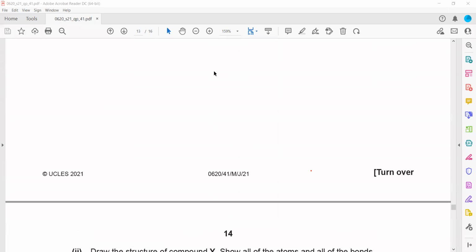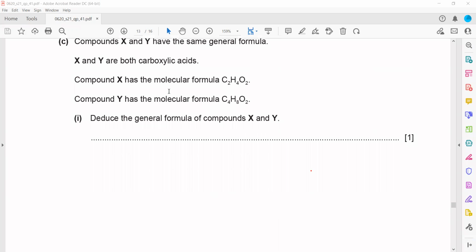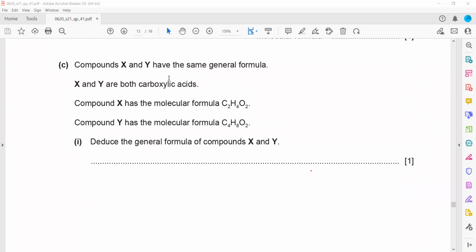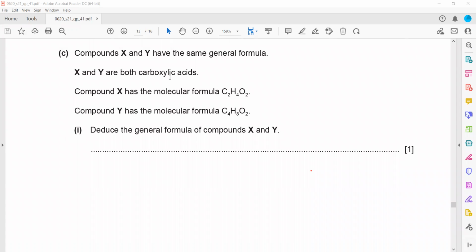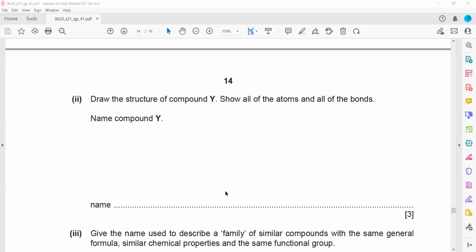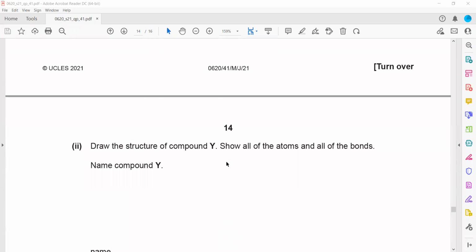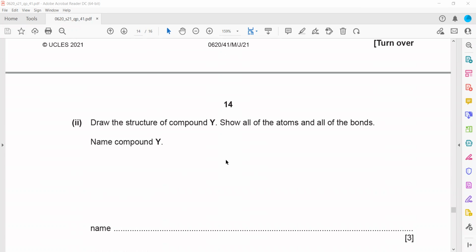So this is a continuation of what we were discussing. We have to deduce a general formula, and they mention here compound X and Y have the same general formula. X and Y both are carboxylic acids. So we have to draw a structure of a carboxylic acid which has 4 carbons, because in the next part they ask to draw the structure of compound Y. Compound Y contains 4 carbons and it is a carboxylic acid.